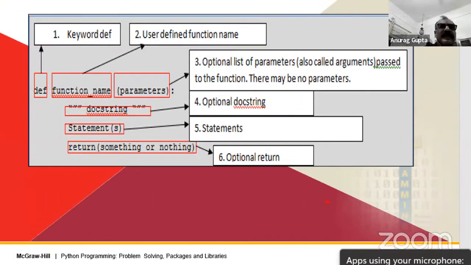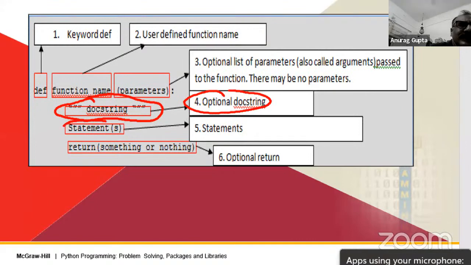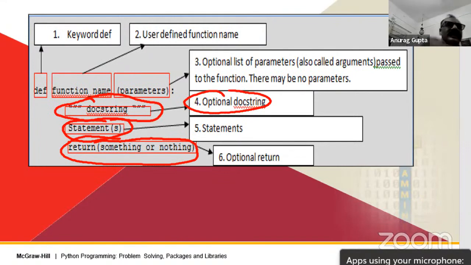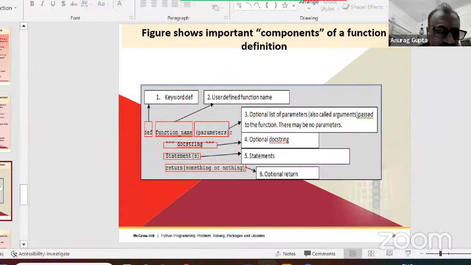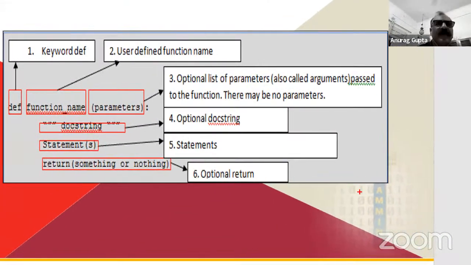So then there can be something called a docstring. Forget about the docstring, this is optional. Then there are statements, and there's an optional return of something or nothing. So let me repeat. First is a keyword def, followed by the function. Let me just write it again. There are 6 things in this entire writing of a function.